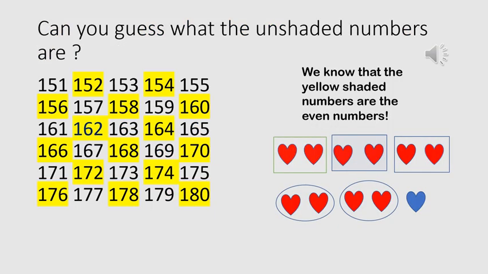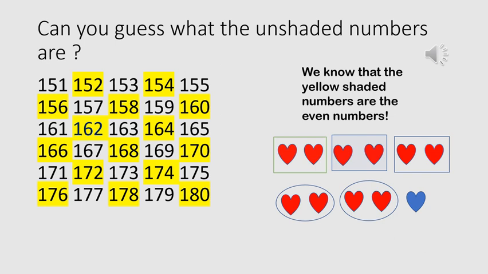In this next activity, we are going to guess what the unshaded numbers are. Can you guess what they are? I'll give you a while to look at the number grid. Keep in mind that we know already that the shaded numbers are even numbers. By looking at this number grid, we are going to identify what type of numbers we get.